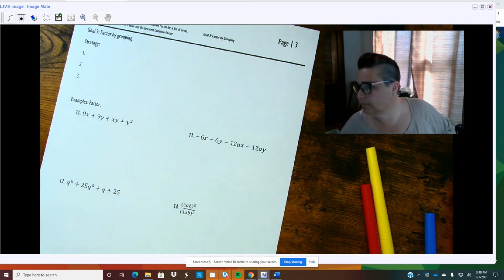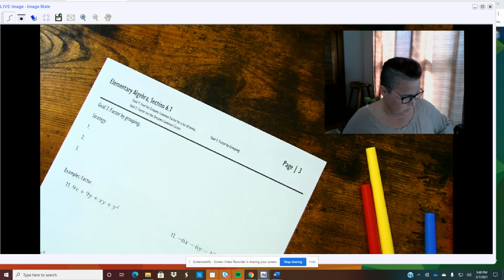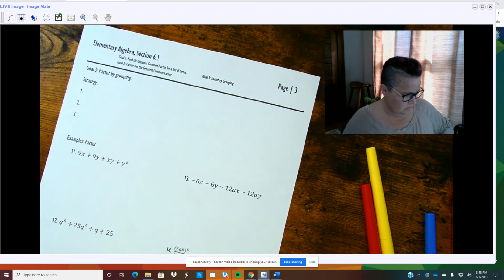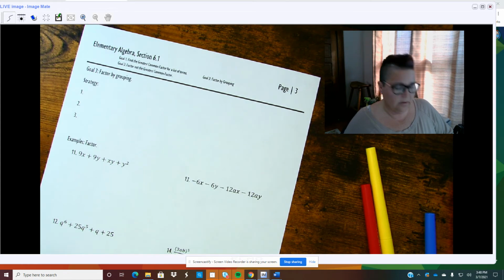All right. I think this is the last goal. Yeah. What is this? I don't know what this is.